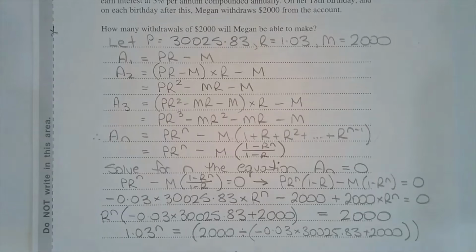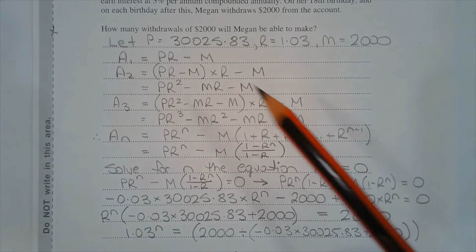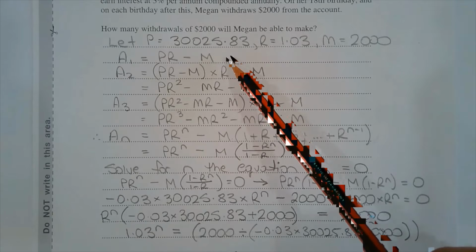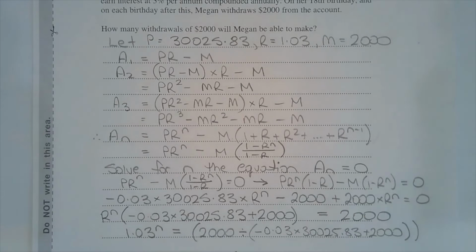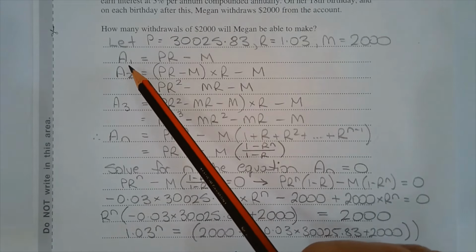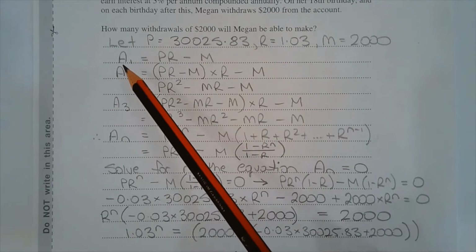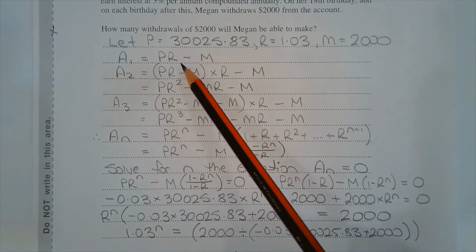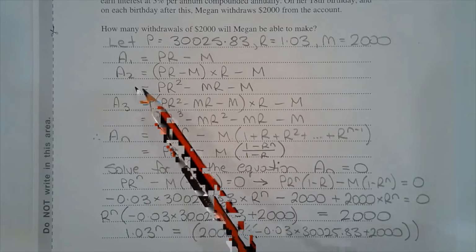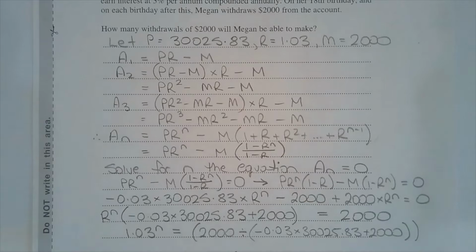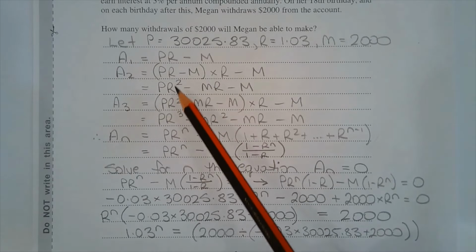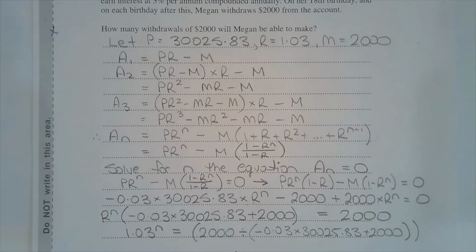The first step is to find a non-recursive formula that represents the amount of money in Megan's account after n withdrawals of $2,000. Let P equal $30,025.83, R equals 1.03, and M equals $2,000. Now A1 represents the amount of money in Megan's account after her first withdrawal of $2,000, and that equals PR minus M. A2 is equal to A1 multiplied by R minus M, where A1 is equal to PR minus M. And expanding the brackets, we have PR squared minus MR minus M.